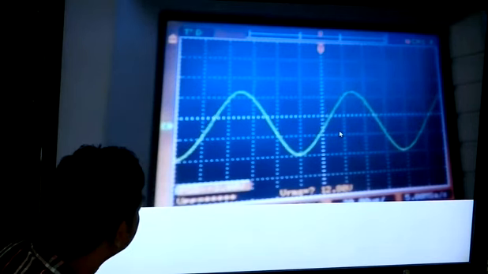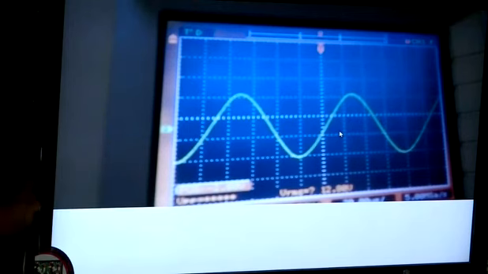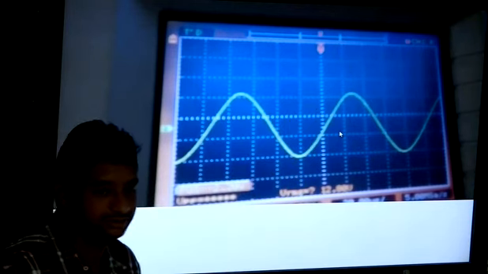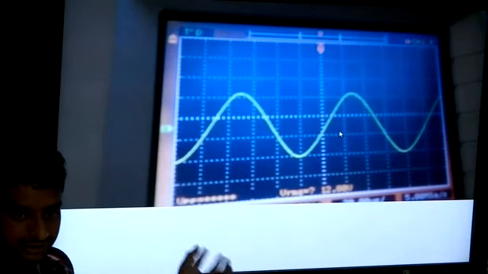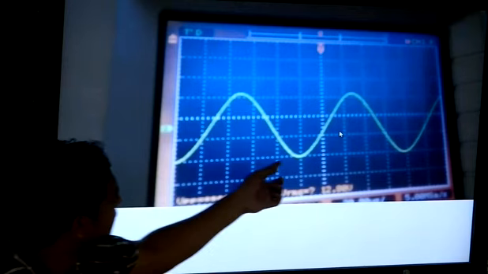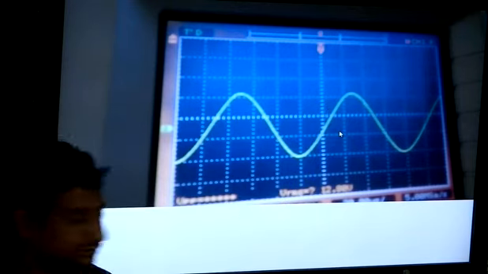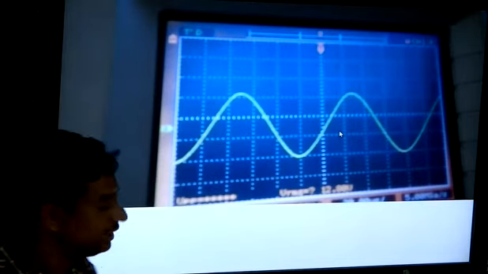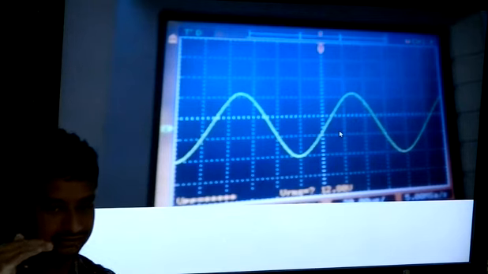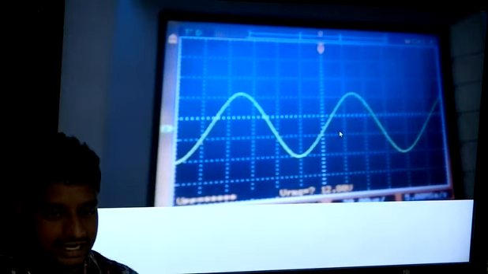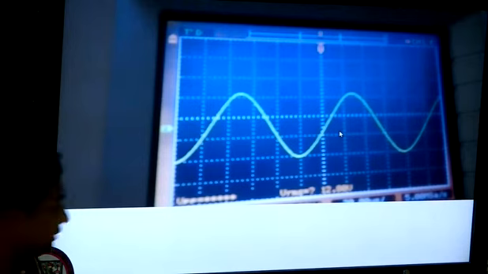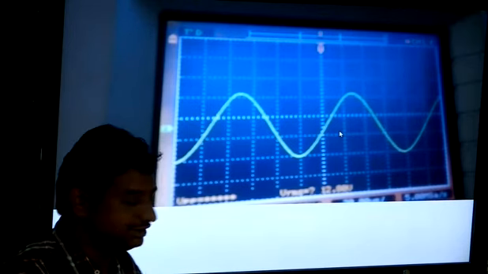So what is the peak to peak? From here it is 1 division, 2 division, 3 division, slightly more than 3. Each division is 5 volts. That's how we set it up. So how much is this? 15 plus something, so let's consider it as 16. So the total peak to peak is 16. What is 0 to peak? 8. We are supposed to get 8.4, but we are getting 8 volts. But it's okay. It's a slight variation, since we just calculated 8.4.